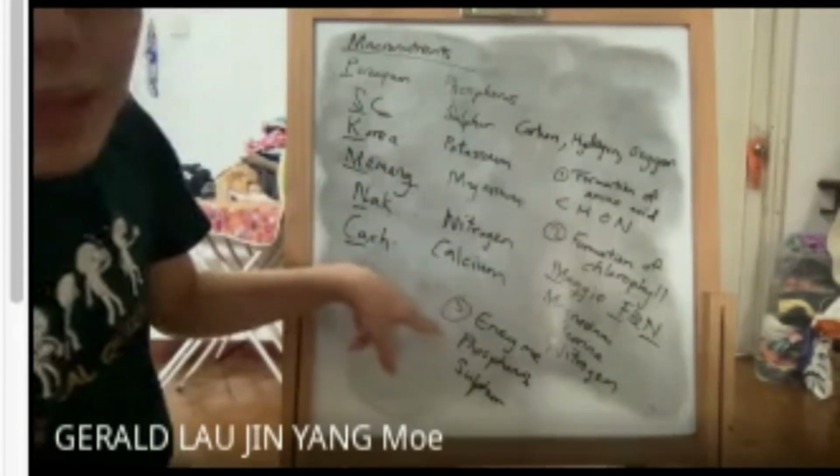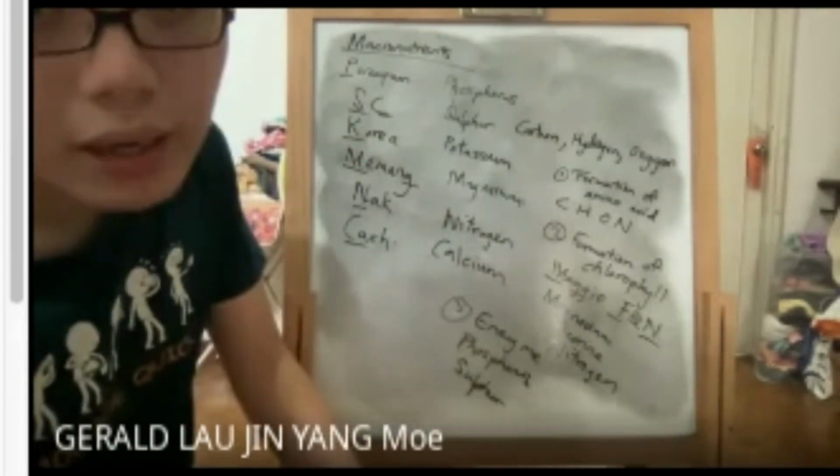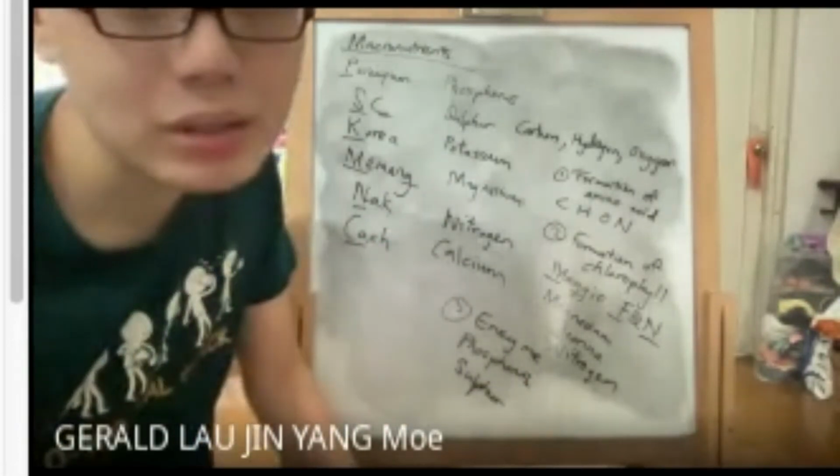Enzyme, if there is no enzyme, how? That means you cannot carry out the processes. Unhealthy formation of what? Stunted growth, all this.